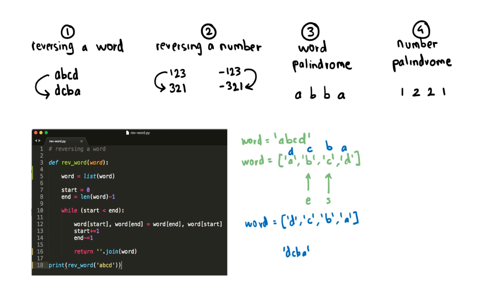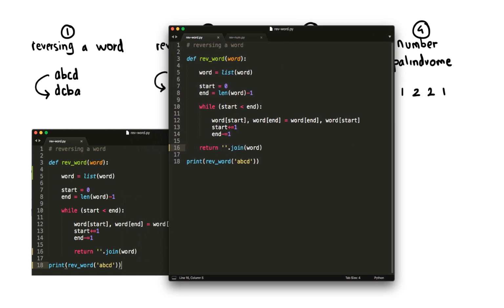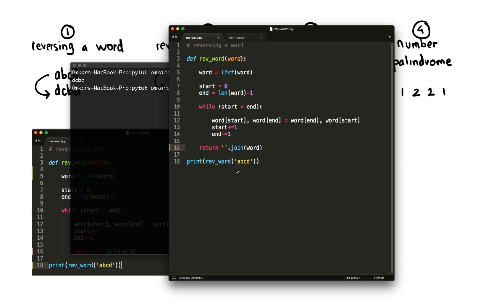Alright, now let's look at executing this program really quickly. So here's the program in Sublime, and I'm going to open terminal and run python revword.py, which is the name of that file, and it returns DCBA. So if you look at this, it's going to print whatever is returned by this function. This function accepts ABCD as a string and returns the reversed version of that word.